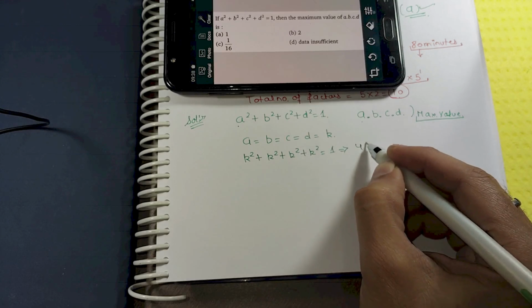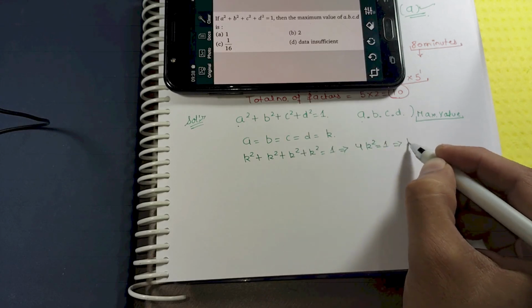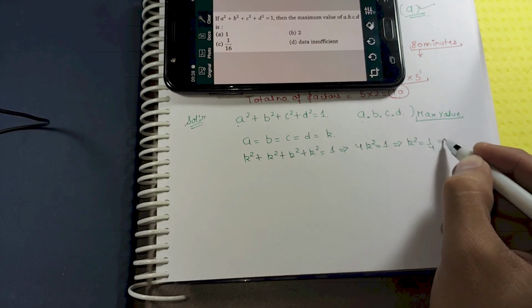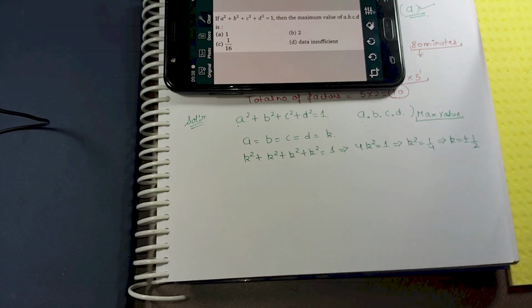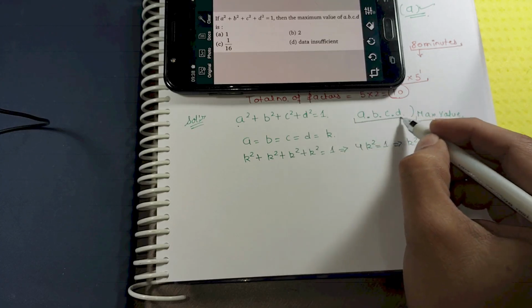This implies 4K square should be equal to 1, or K square should be equal to 1 by 4, or K should be equal to plus minus 1 by 2. Right? Now, we need to find the maximum value of this.